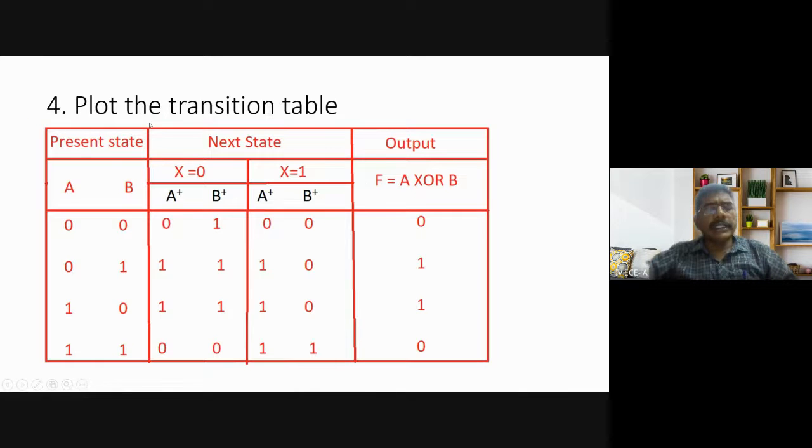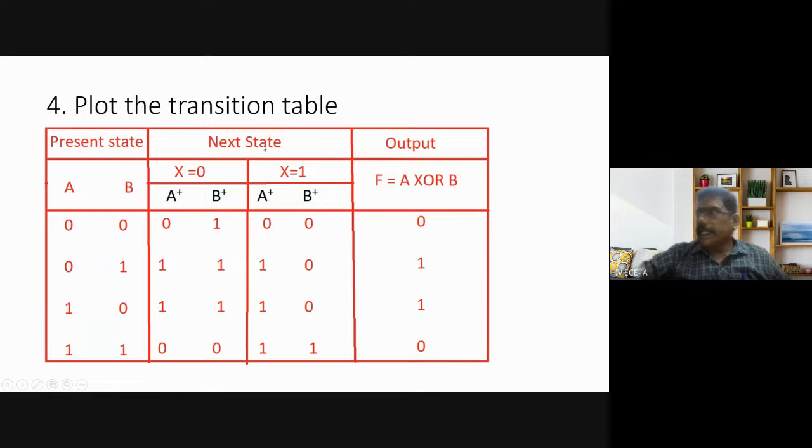Okay, the next step is to plot the transition table. So this is the present state. Okay, present state, since we are using two flip-flops, so 0 0 0 1 1. The two flip-flops, so two states means we have four combinations. So I have written the four combinations: 0 0, 0 1, 1 0 and 1 1.